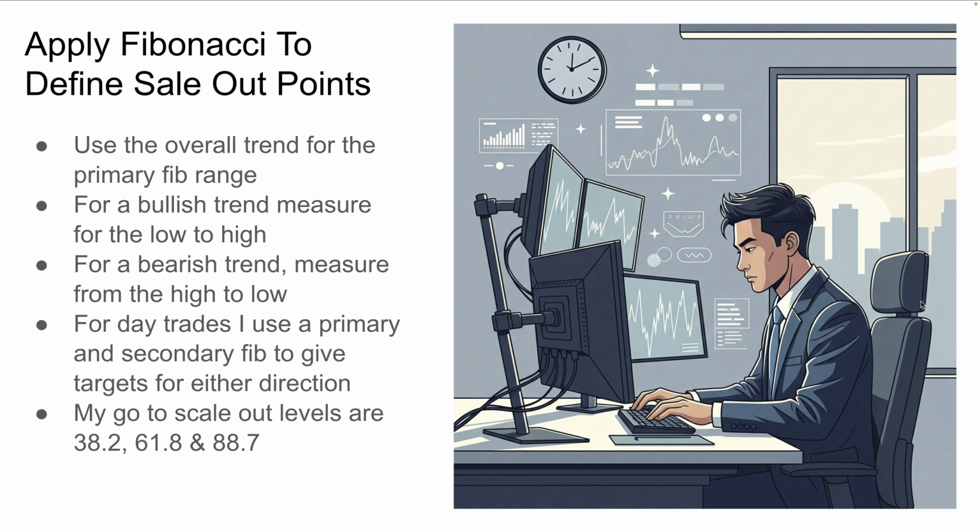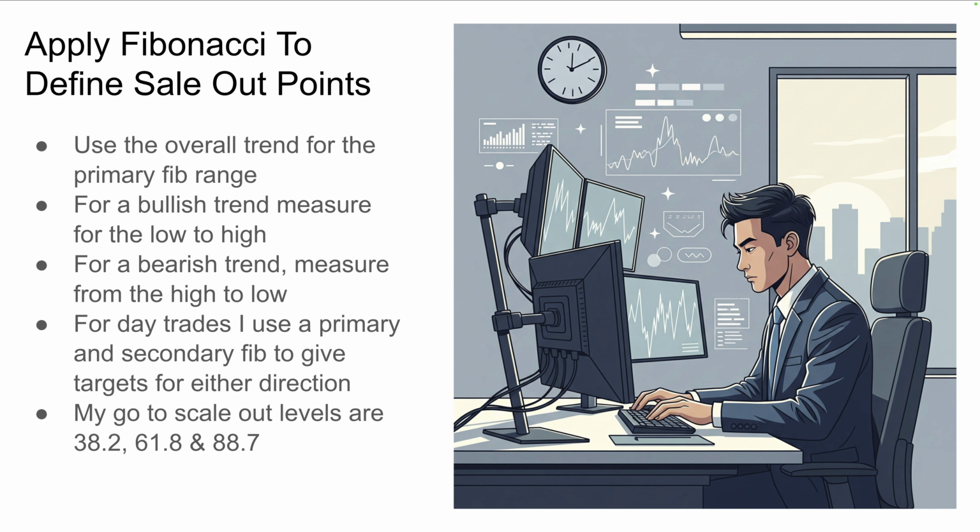For my scale out targets, I like to use Fibonacci levels. Once I have my zones, I map out the scale outs using Fibonacci. This gives me a roadmap for trimming profits while still letting runners run.